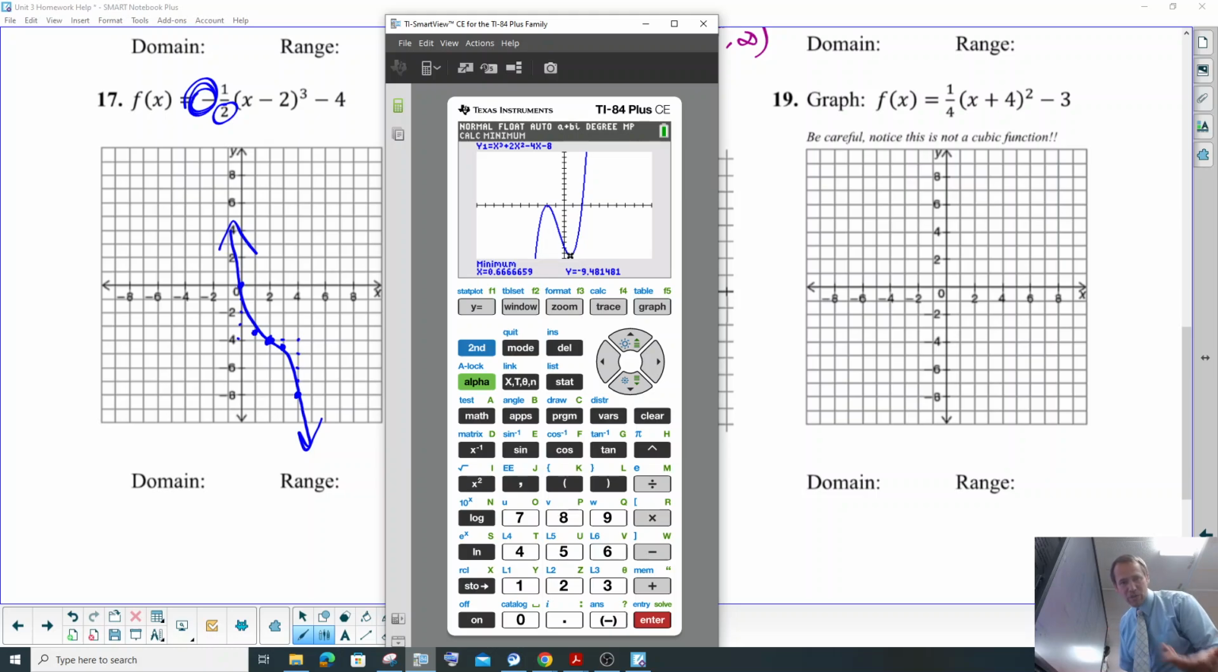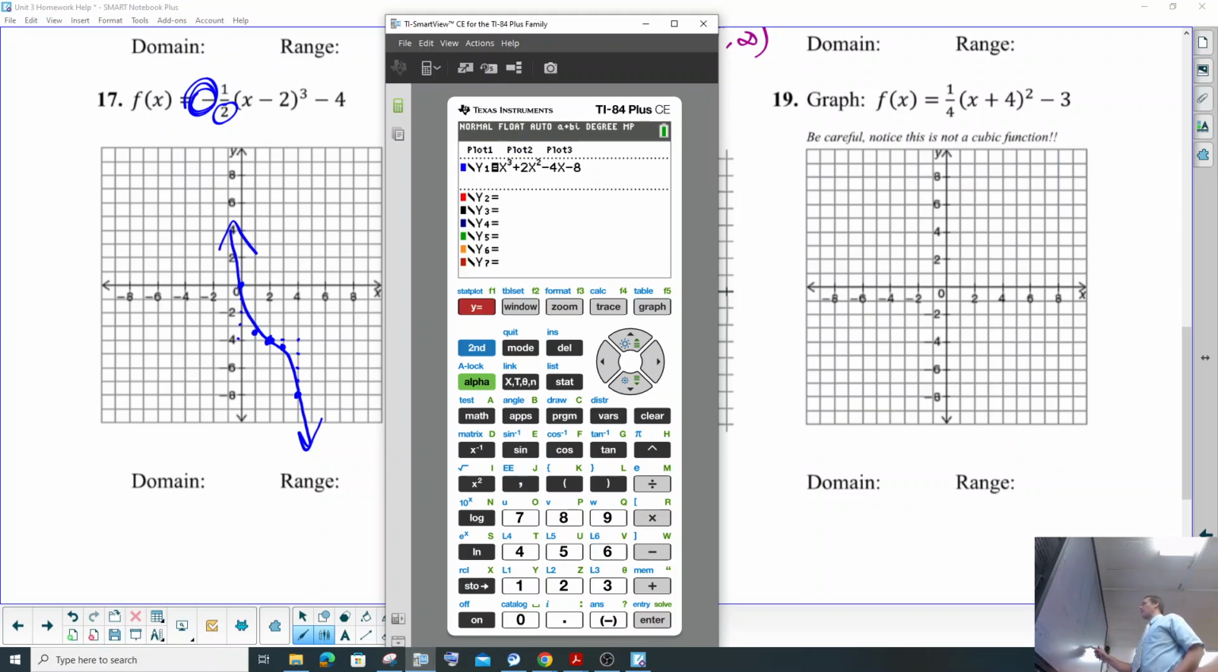Because it's always good to check with your software, right? So get out your graphing calculator and type it in. So we got negative 1 divided by 2, that's negative a half. And then we have x minus 2 to the third power. And then right arrow, and then minus 4. Okay, let's take a look there.